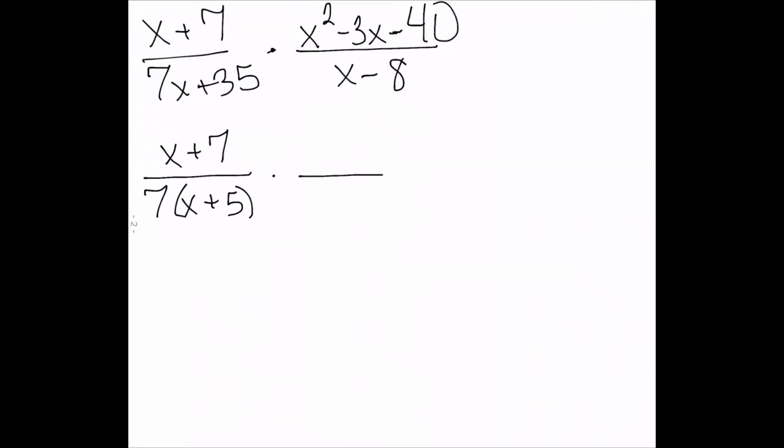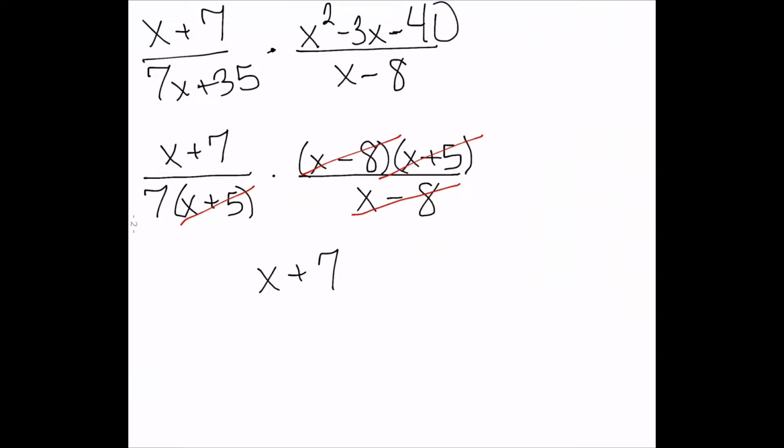On the right, I need two numbers that multiply to be negative 40 and add to be negative 3. And that happens with negative 8 and positive 5, over x minus 8. I now look at what's in common. This has an x minus 8 on the top and the bottom, and an x plus 5 on the top and the bottom. And we are allowed to cancel over the two different fractions because of the property that we use to multiply fractions. This means my final answer would be x plus 7 over 7.